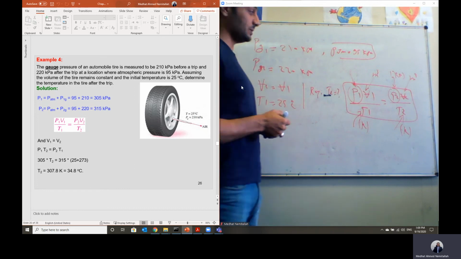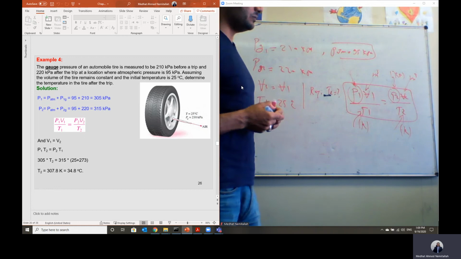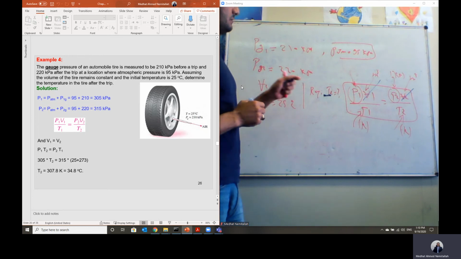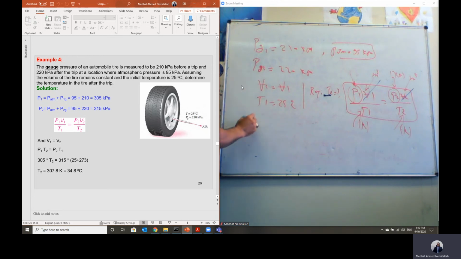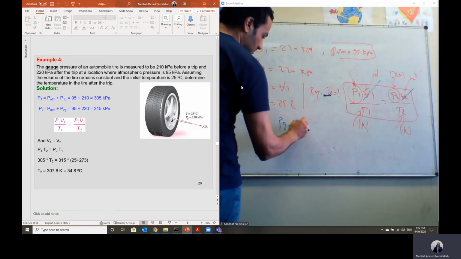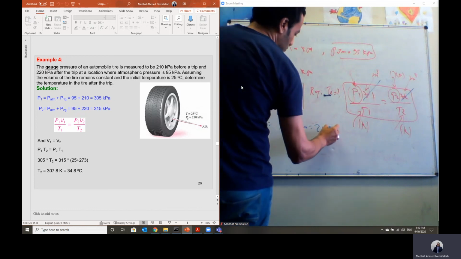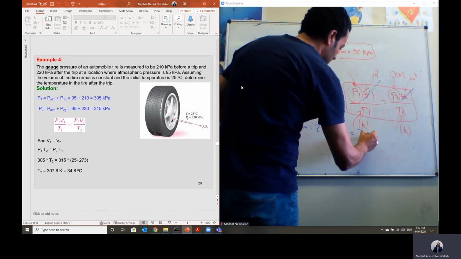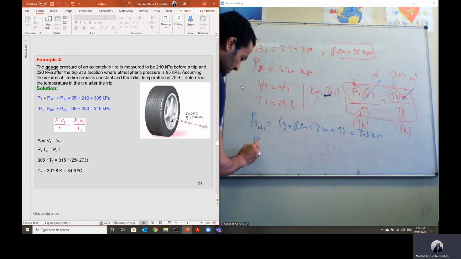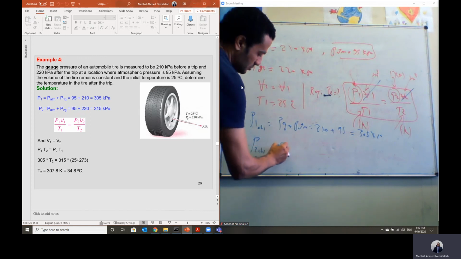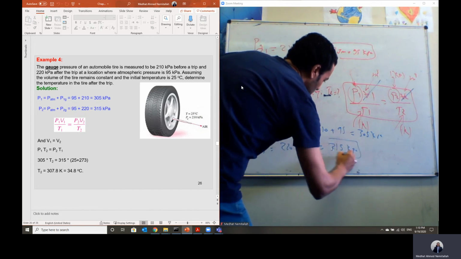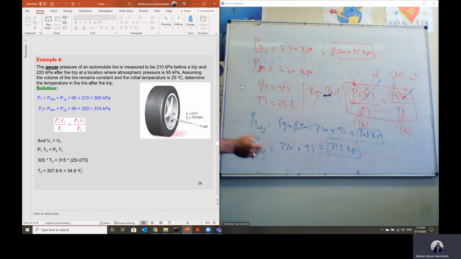In this case, you can just apply this equation: P1 V1 over T1 equals P2 V2 over T2. V1 is the same as V2, so that will cancel. He gave the pressure P1, but this is the gauge pressure, so we have to calculate the absolute pressure. P1 absolute equals the gauge pressure plus the atmospheric pressure, which is 210 plus 95 kilopascal, so that equals 305 kilopascal. And the pressure P2 absolute equals 220 plus 95, which equals 315 kilopascal. These should be the absolute pressures.